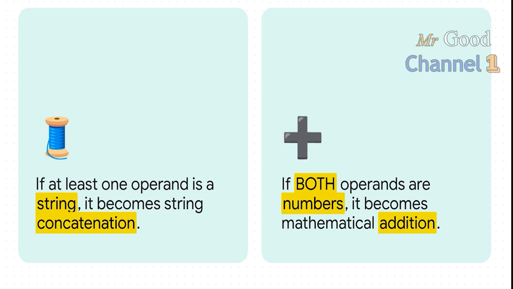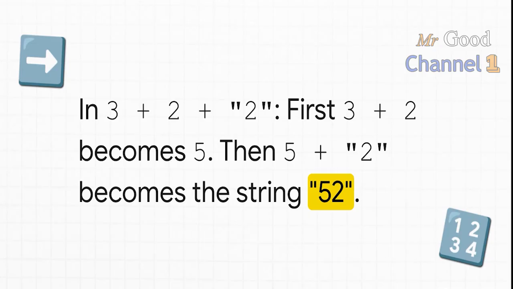If it sees even one string in the operation, it completely forgets about math. Its job instantly changes to string concatenation, which is just a fancy way of saying joining strings together. It'll turn the other value into a string and just mash them together. This also means the order of your operations is absolutely critical.